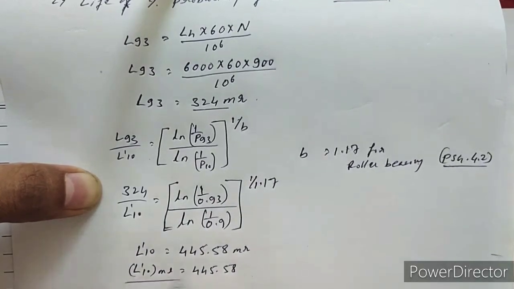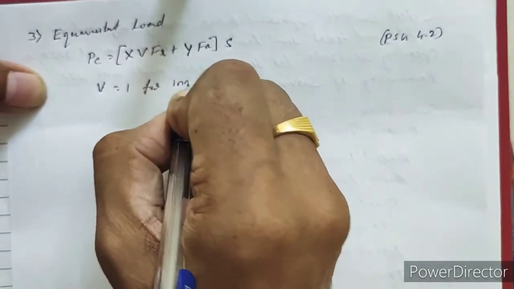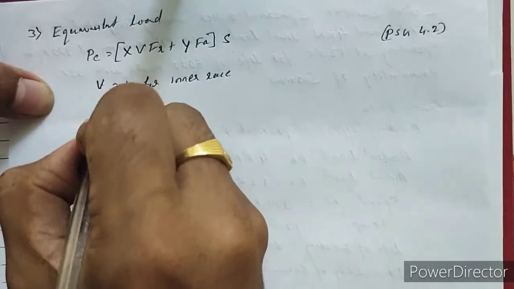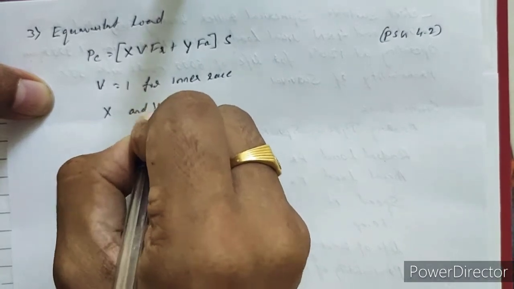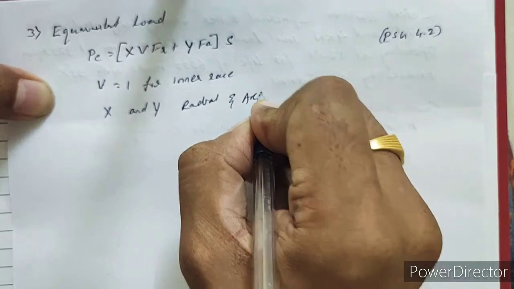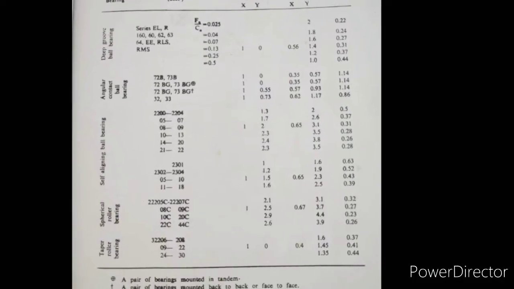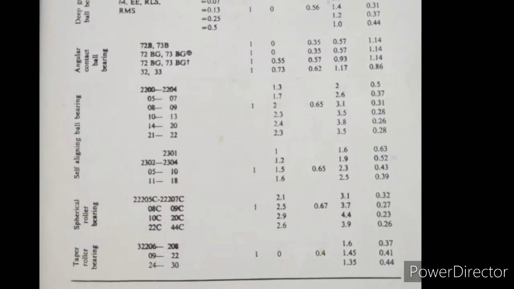Now we will calculate the equivalent load PE, which is X into V into Fr plus Y into Fa, into S, which is given in PSG 4.2. Here V is 1 for inner race rotation, and X and Y are the radial and axial factors that we have to select from the PSG. X and Y depend on Fa by Fr, whether it is greater than or equal to e, or smaller than or equal to e. According to that, we have to select.